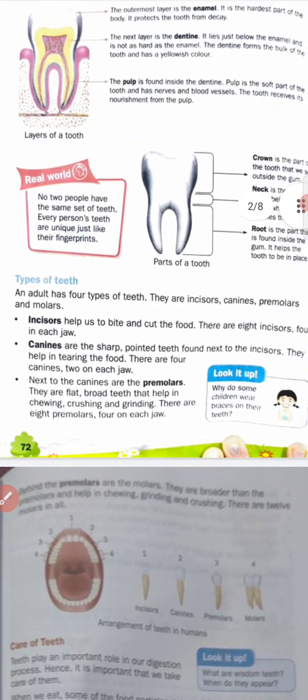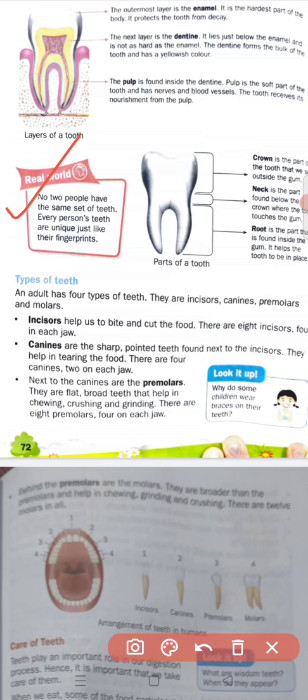And you know, student, no 2 people have the same set of teeth, and every person's teeth are unique, just like our fingerprints. Every person has different fingerprints. In the same way, 2 people do not have the same set of teeth. Okay, I think you have understood, student.